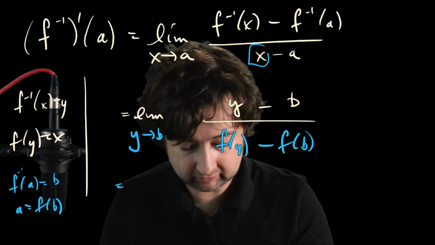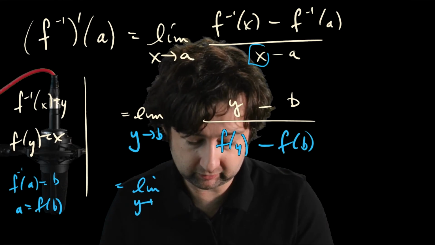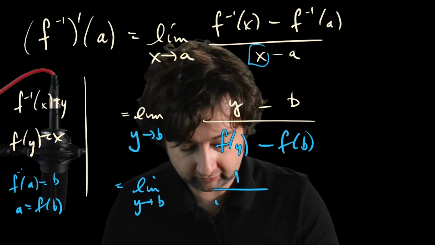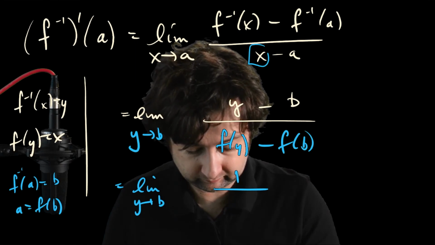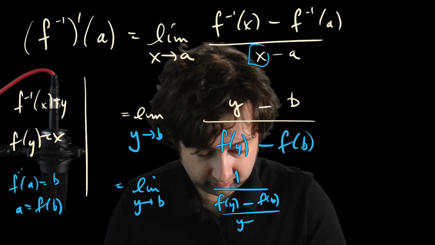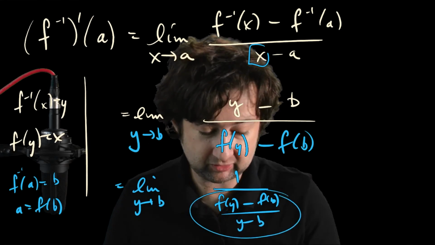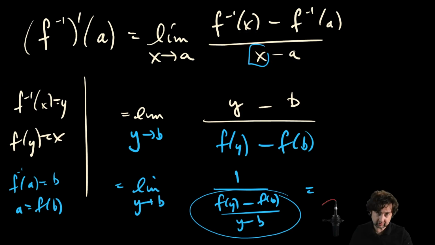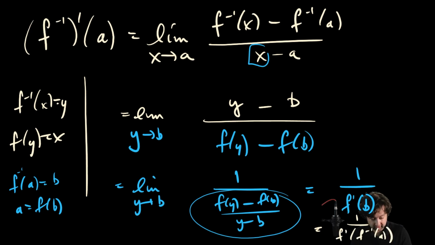So then the last step here is to just write, well, this is the same as the limit as y goes to B of 1 over f of y minus f of B over y minus B. But this is just a difference quotient about f. So this entire expression, after I apply the limit, turns into 1 over f prime of B. It's the definition of f prime of B. But what is B? B is f inverse of A, and we arrive at our final formula, 1 over f prime of f inverse of A.